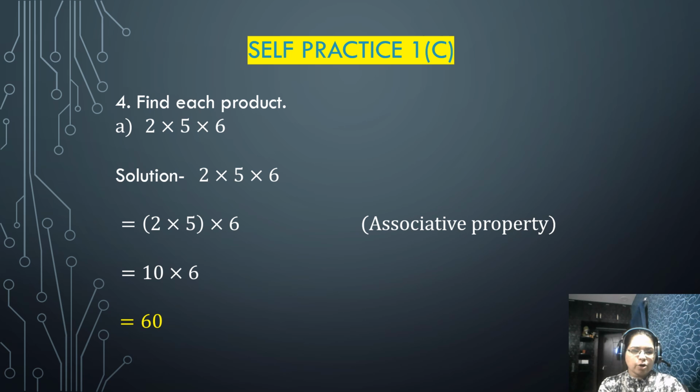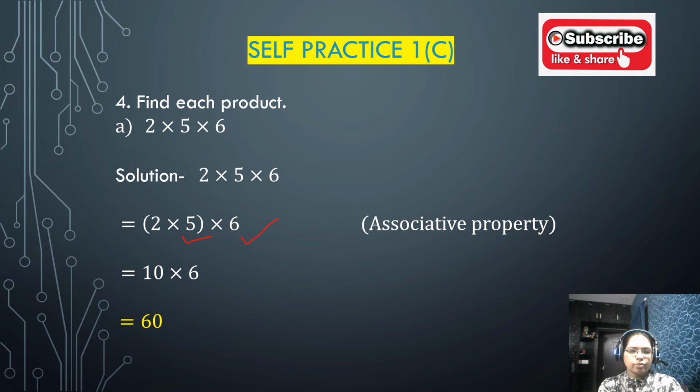Now find each product. First is 2 multiplied by 5 multiplied by 6. Here we multiply 2 with 5. Then we multiply the result, the product of 2 multiplied with 5, with 6. And this is the associative property of integers. Then 2 multiplied by 5 is 10. 10 multiplied by 6 is 60. So 2 multiplied with 5 multiplied with 6, we get 60.